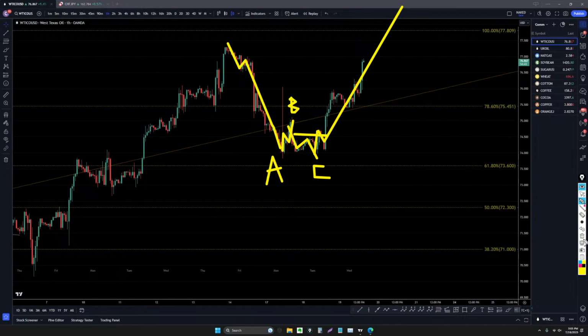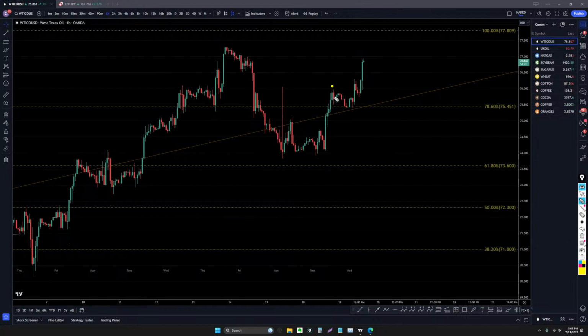I would definitely, for sure, be looking for pullback entries. Look at that. 1, 2, 3 waves down, go long. If it makes 1, 2, 3 waves down, go long again for the continuation of that uptrend. I would for sure just continue to look for longs on this one.